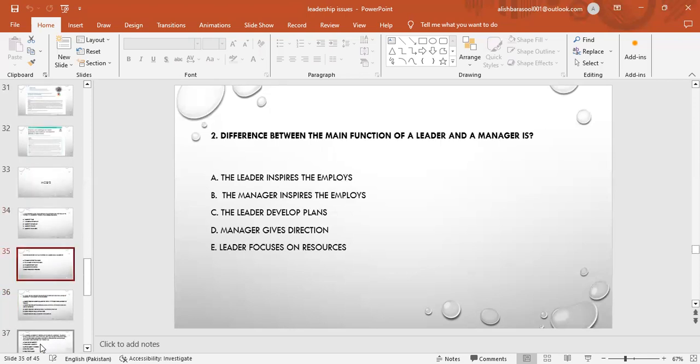Difference between the main function of a leader and a manager is: A, the leader inspires the employees. B, the manager inspires the employees. C, the leader develops plans. D, the manager gives direction. Or E, the leader focuses on resources. A. Yes, A is the right answer.